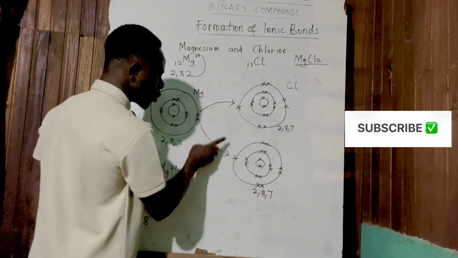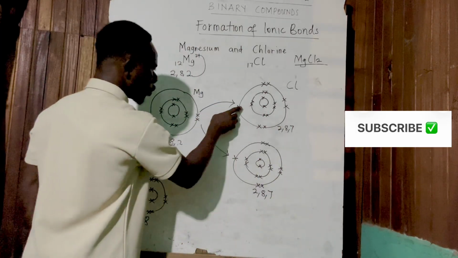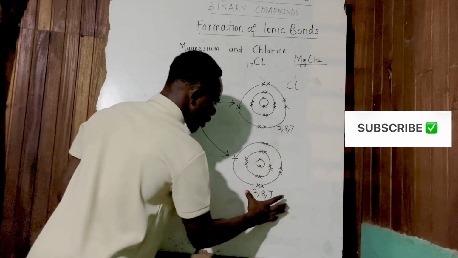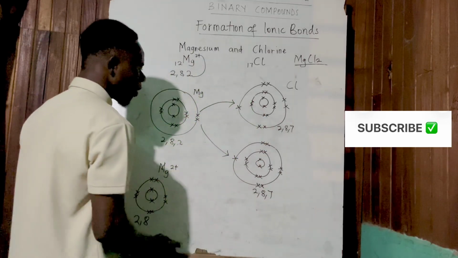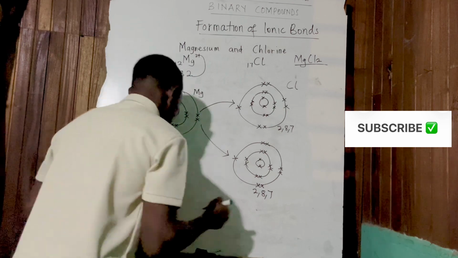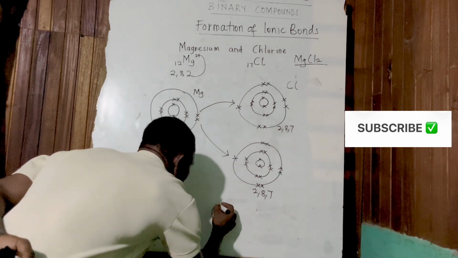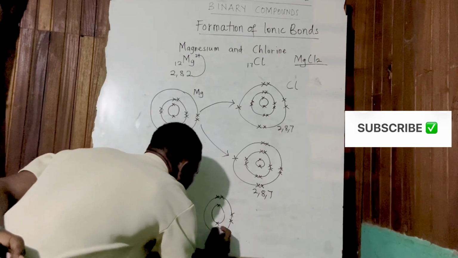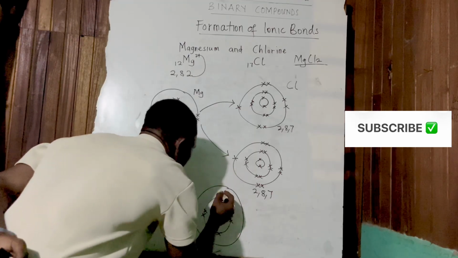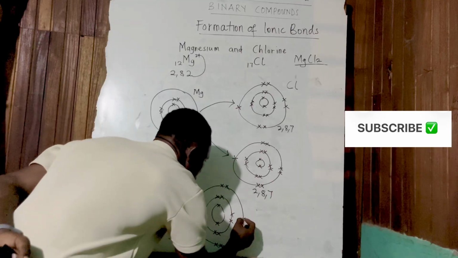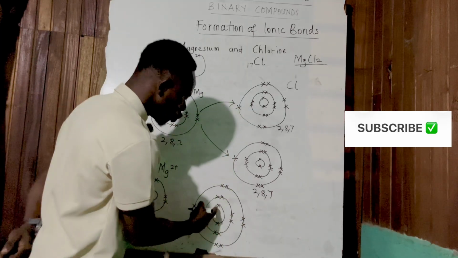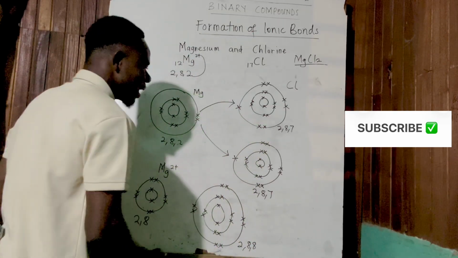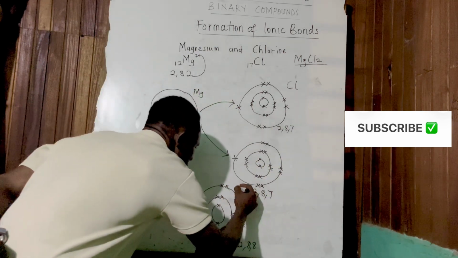So you are sharing the 2 to these 2 chlorines. So you give 1 to this, you give 1 to this, then you get 2, 8, 8 so that this one will be stable. Then you also get 2, 8, 8 so that this one will be stable. Or you draw for only one of the chlorine like this. So this is 2, 8, 8 like this, 2, 8, 8 here like this.